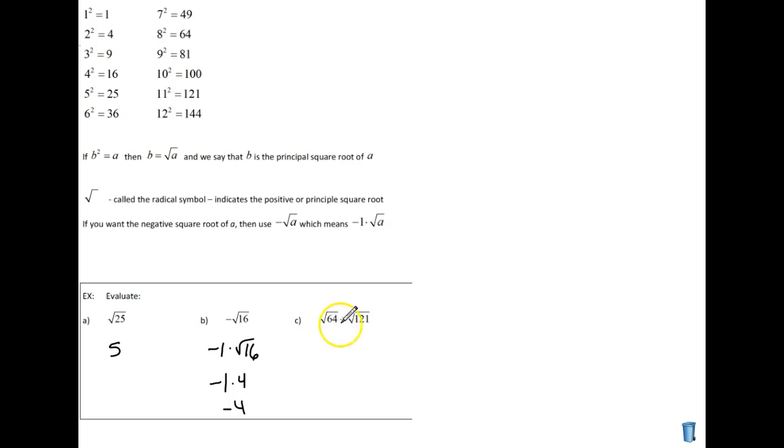Here, square root of 64 plus the square root of 121, I do not put those together and get the square root of 185. Instead, I treat them separately. Square root of 64 is 8. And the square root of 121 is 11, so 8 plus 11 would be 19 on that one.